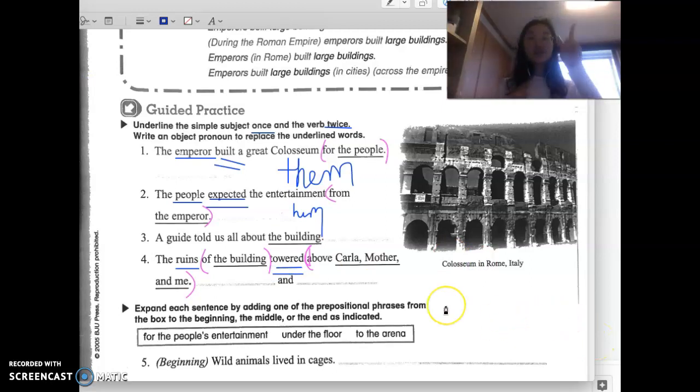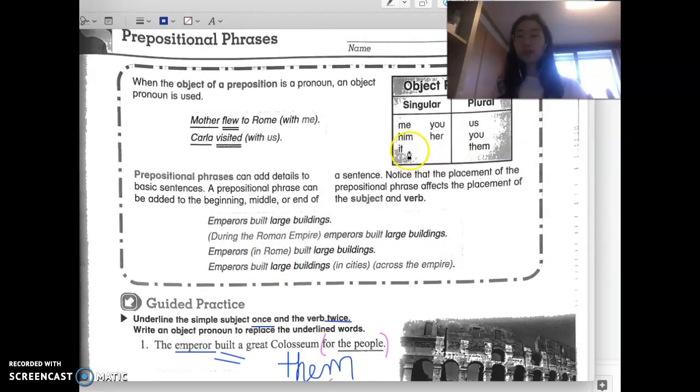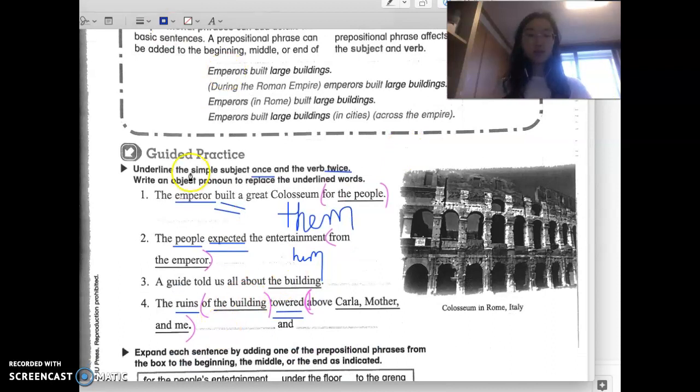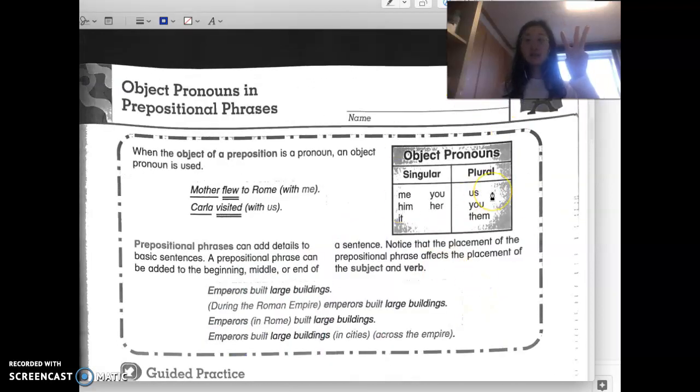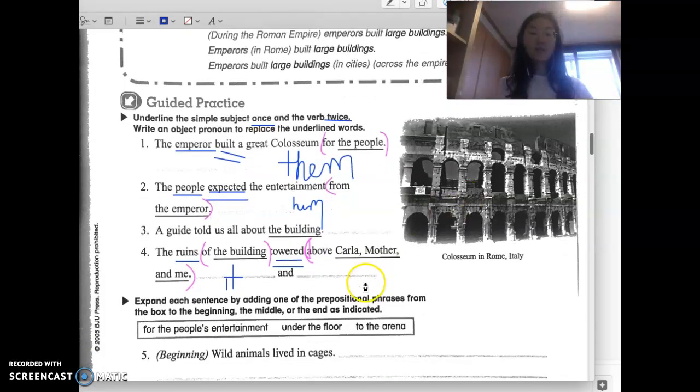Great. Now, we have 2 object pronouns. Of the building, so we did that here. Building is singular. It's a thing. It's not a person, so we would write it. The ruins of it towered above Carla, mother, and me. So Carla, mother, and me, plural, right? More than one person. It includes me, so it would be us. Them would not include me. So the ruins of it towered above us. Great. Make sure to do number 3 on your own.